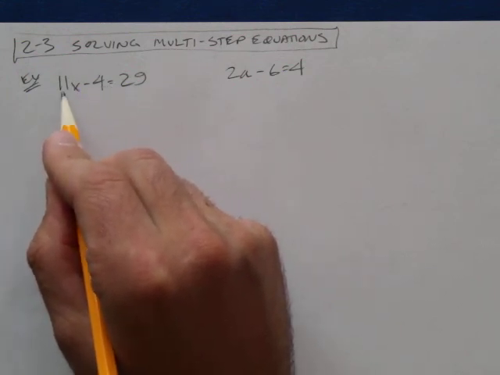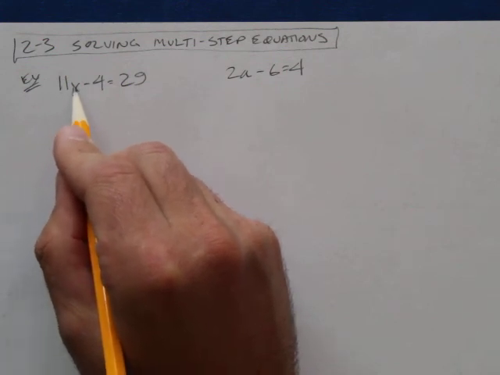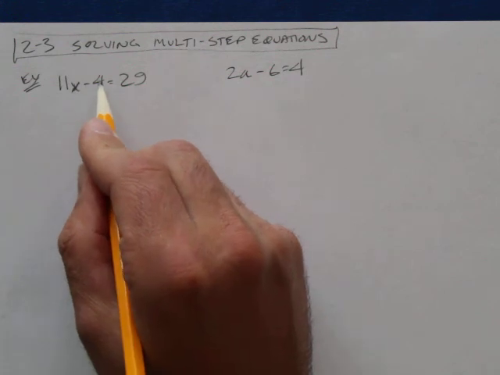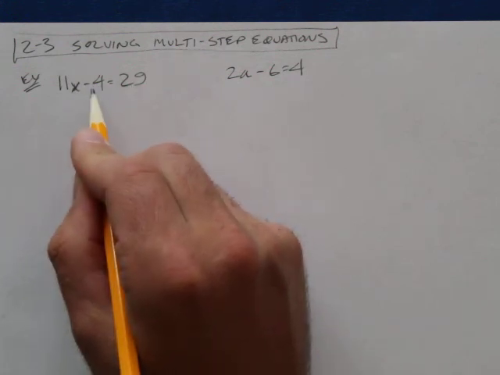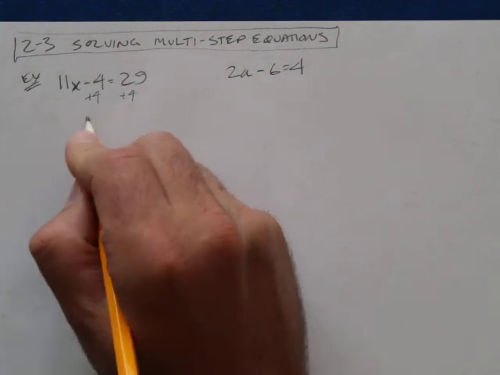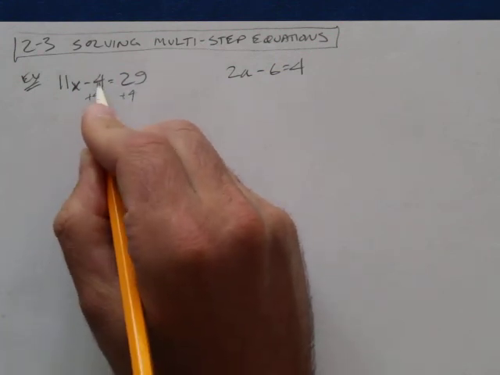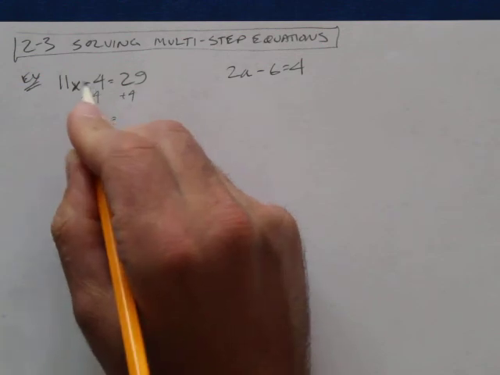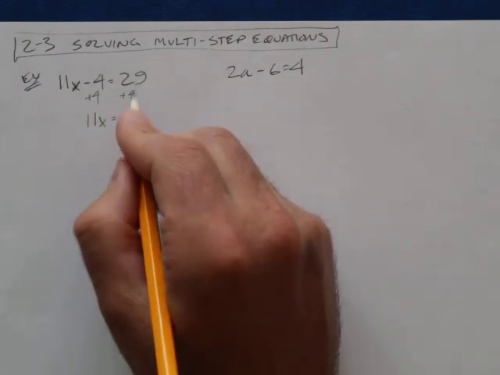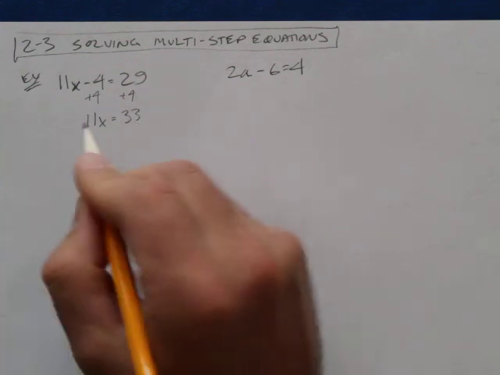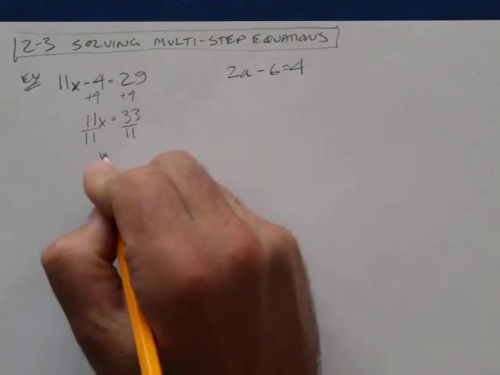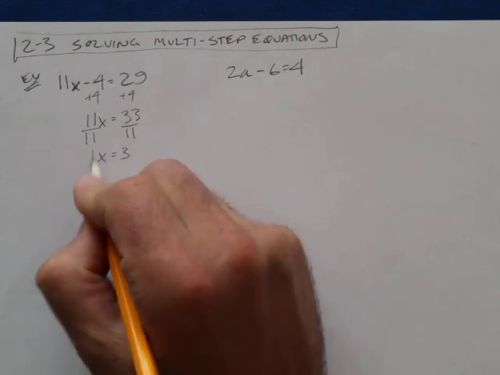Now I'm going to need to divide by 11 to get this x by itself, but it's going to be way easier for me to do that if I get this 4 out of here first. So I'm going to add 4 to both sides. Now I have 11x, negative 4, positive 4 is 0. So I've got 11x all by itself on this side. 4 plus 29 is 33. Now it's much easier for me to divide each side by 11, and I get x equals 3.